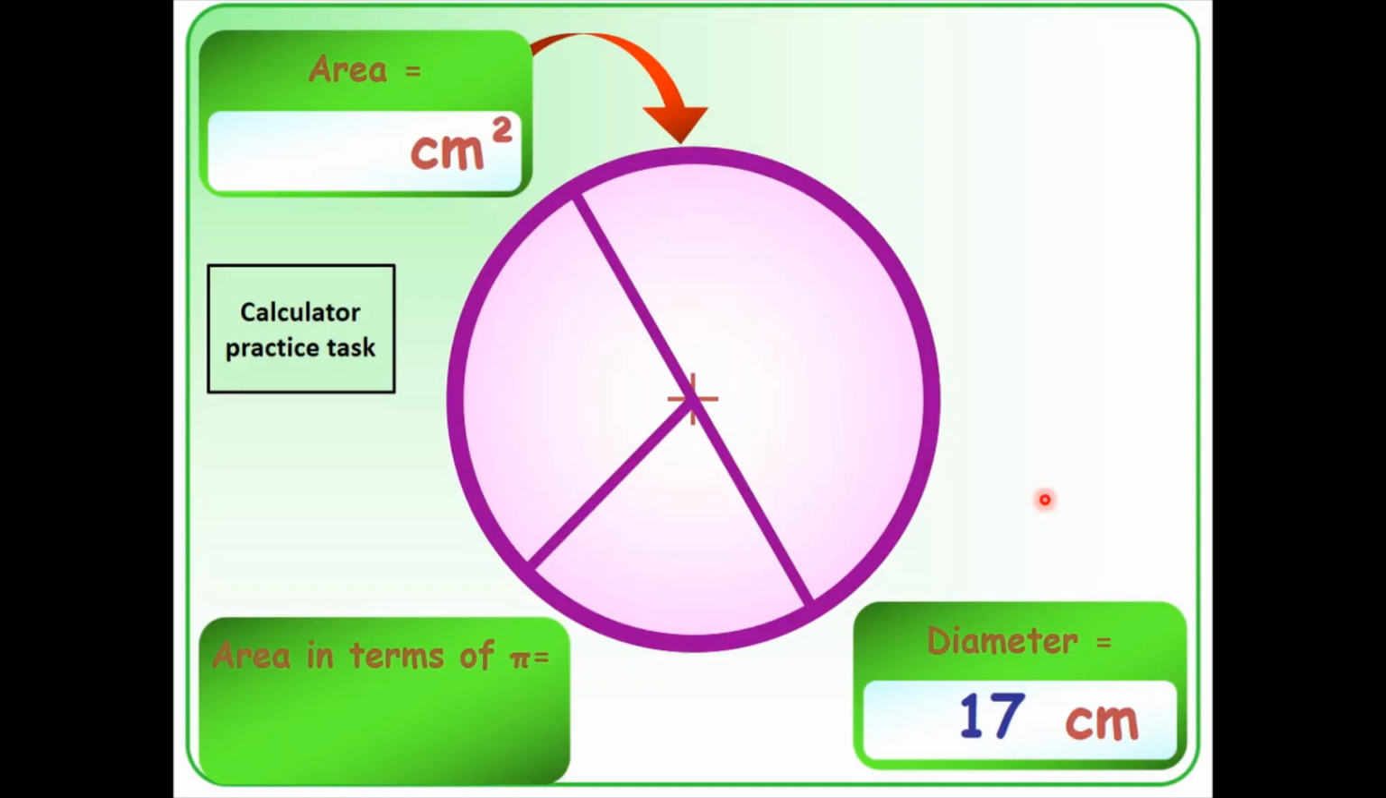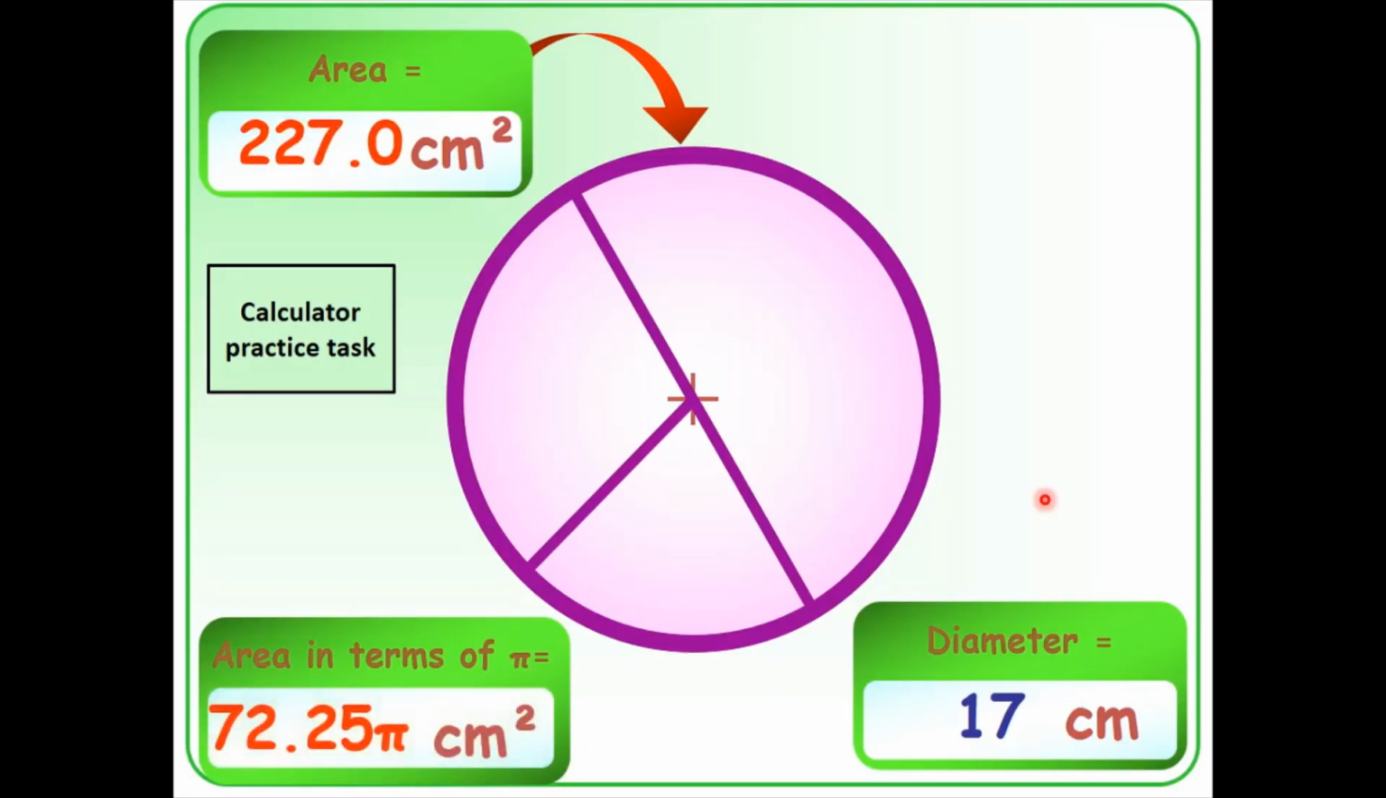Diameter. So 227.0 is the area. In terms of pi, that would be 72.25, because you'd have to half this, which will give you 8.5, and then you square it. 8.5 squared is 72.25.